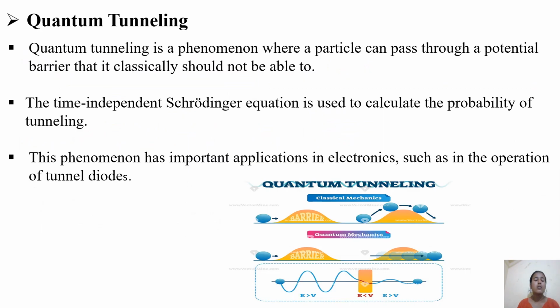Quantum tunneling. Quantum tunneling is a phenomenon where a particle can pass through a potential barrier which it classically should not be able to. The time independent Schrodinger's equation is used to calculate the probability of tunneling. This phenomenon has important applications in electronics, such as in the operation of tunnel diodes.